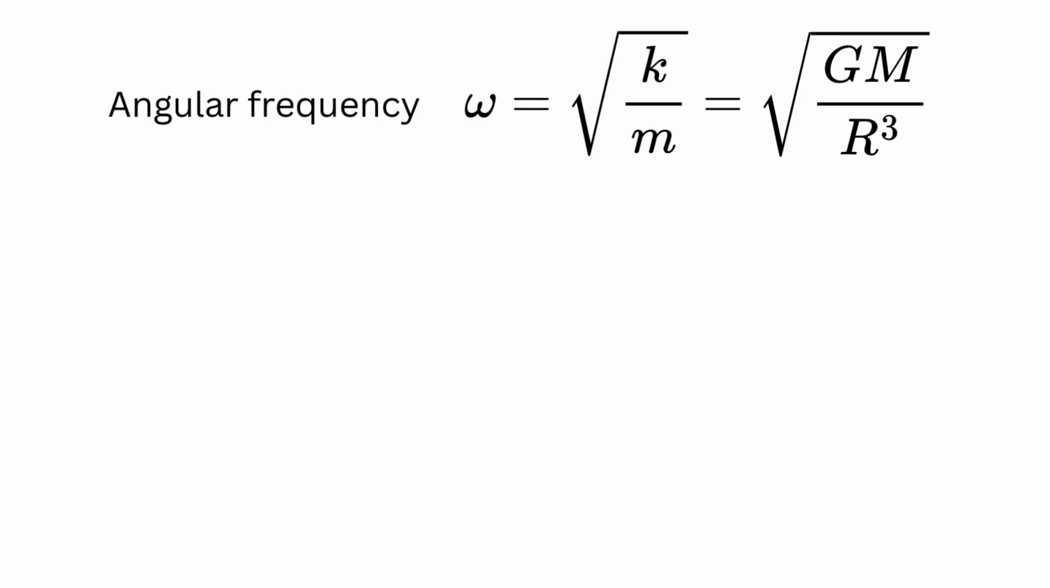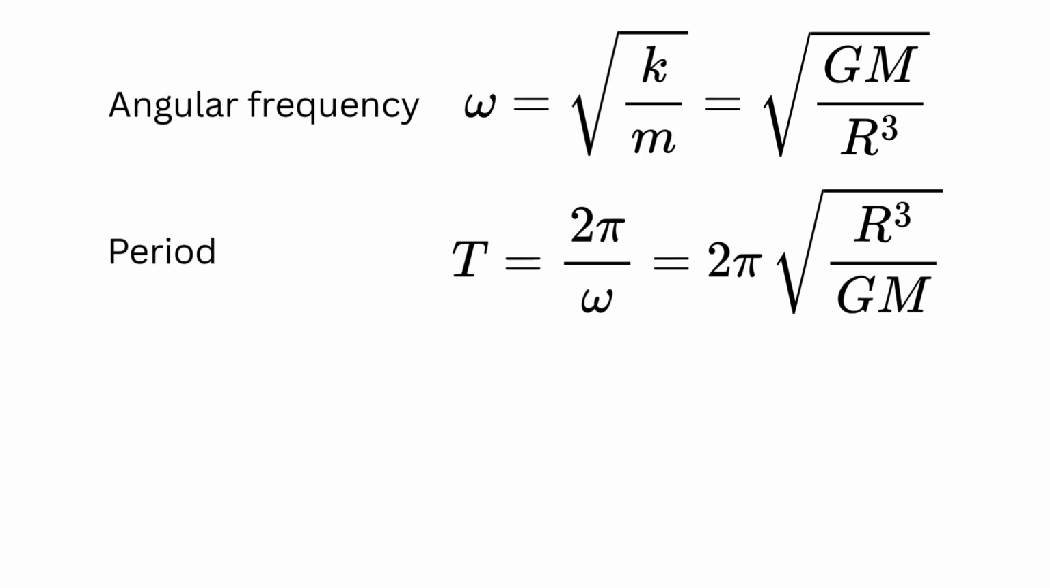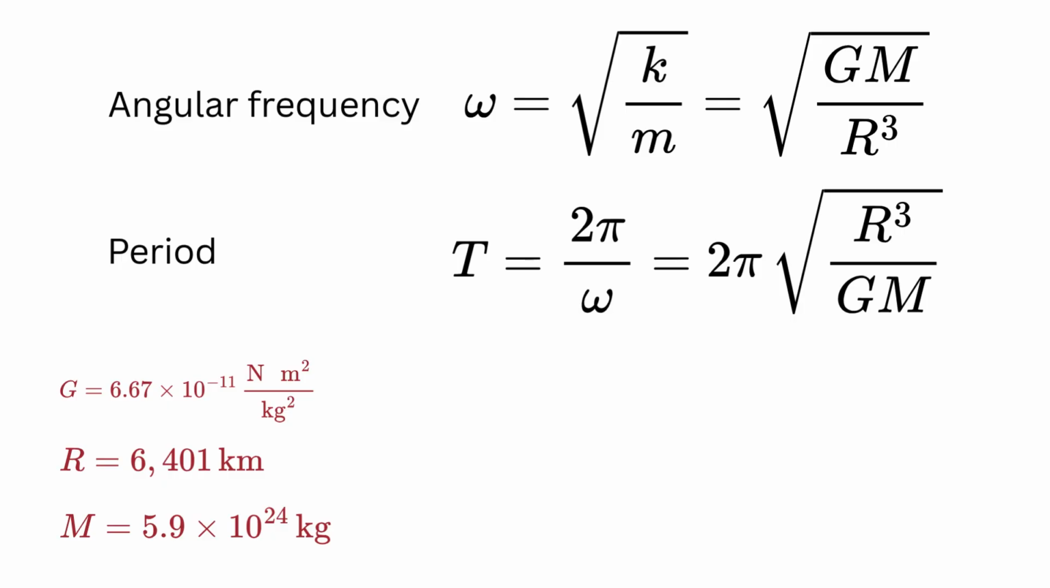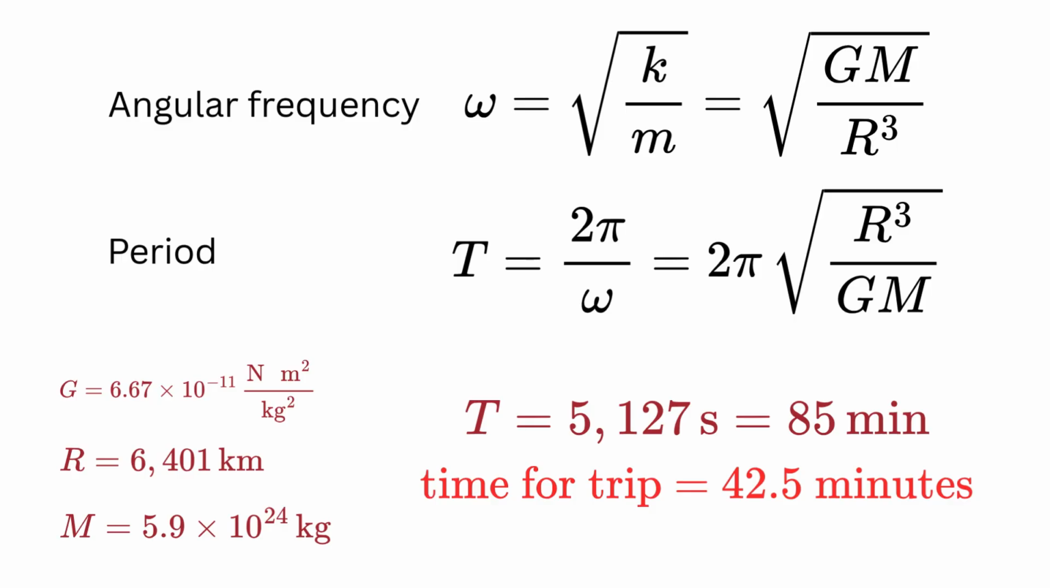Knowing k, the angular frequency of the oscillations is given by the square root of k over the shuttle's mass. And this can be converted to the period of oscillations by inverting the angular frequency and multiplying by 2 pi. This period is the same for all tunnels AB, independently of the locations of the points A and B. Substituting the values for Newton's constant, the radius of the Earth, and the mass of the Earth, we find that a gravity train will oscillate with a period of 5,127 seconds or 85 minutes. The trip between the two locations lasts half a period or about 42.5 minutes.